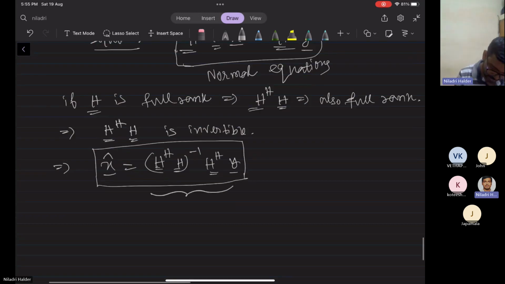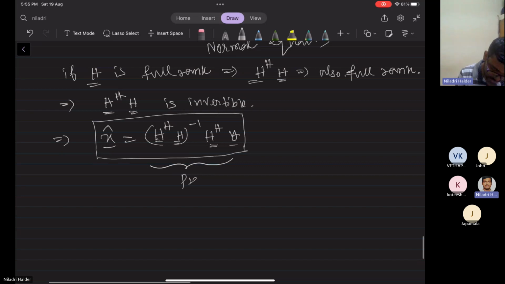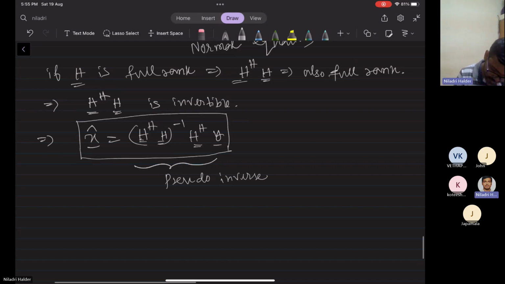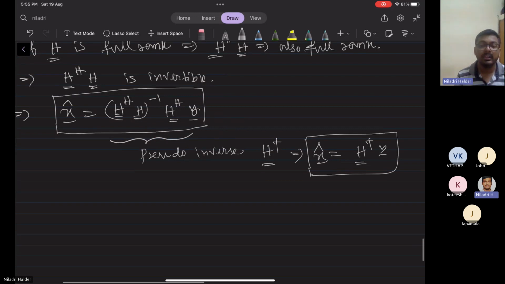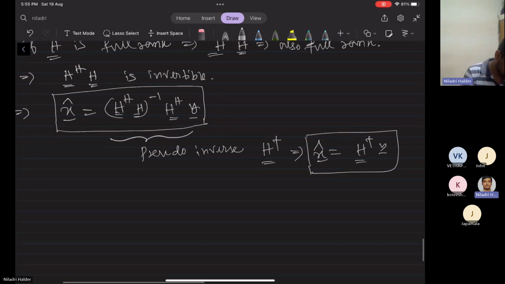And this thing can be written as pseudo inverse. This is called a pseudo inverse. So that is written as H dagger, let us take. Then x hat will be equal to H dagger y. Okay, and in MATLAB there is one command for this pseudo inverse, an inbuilt function.